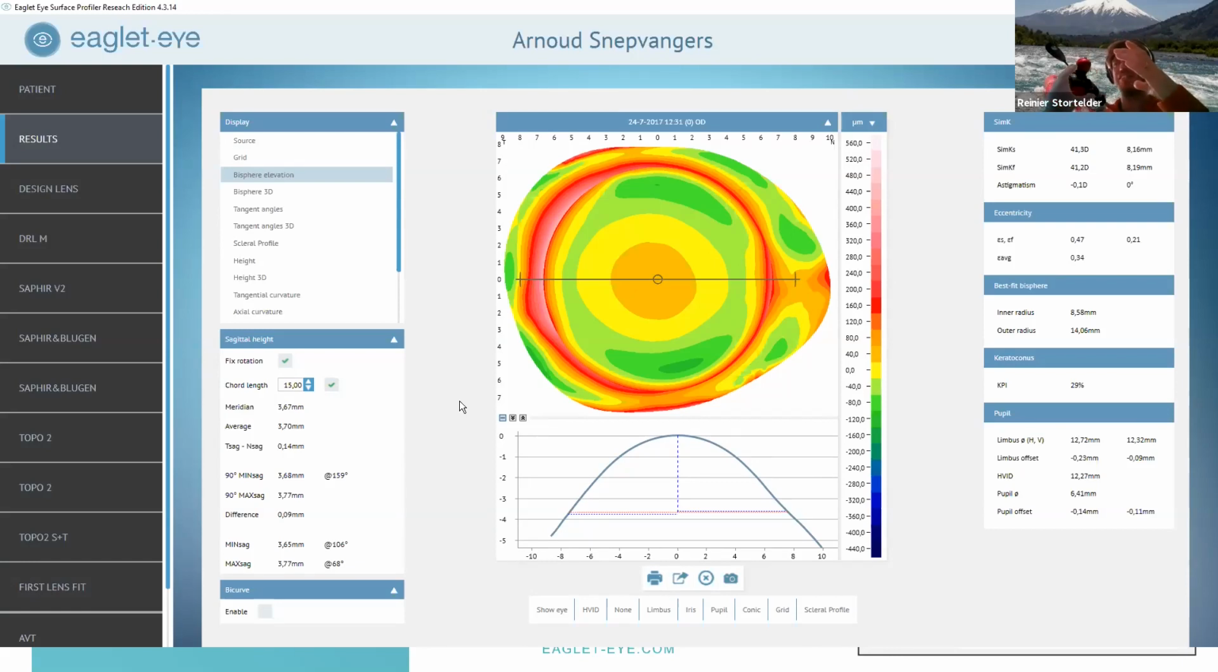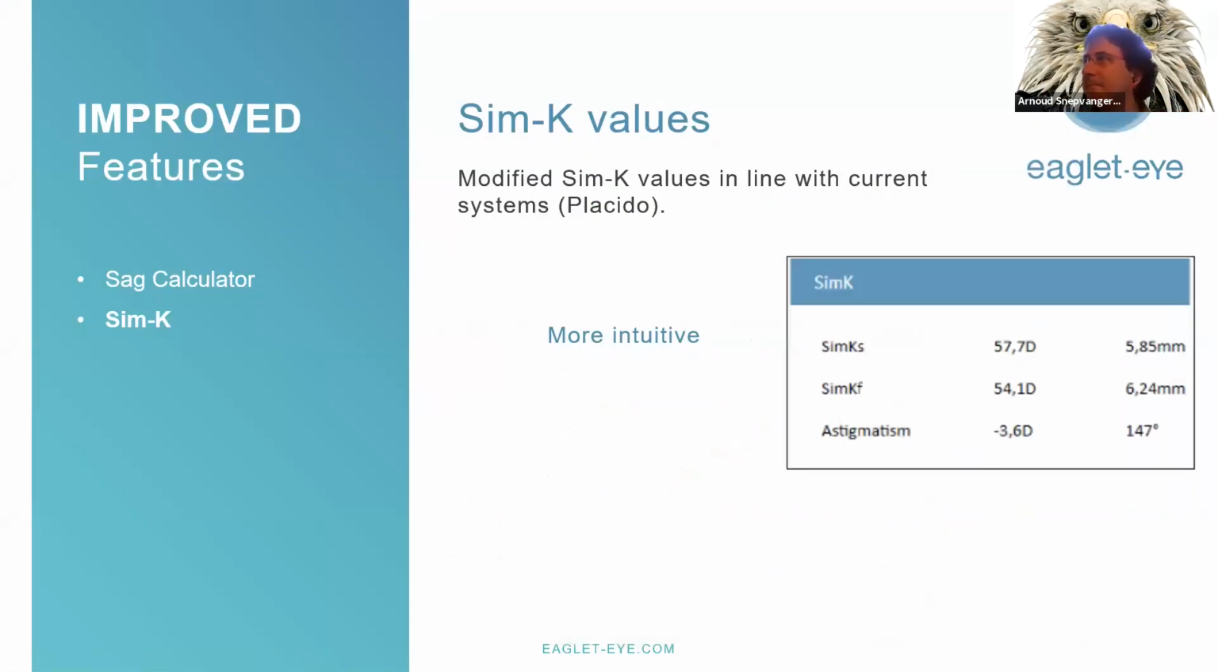So we rotate the whole 3D measurement and we say that the limbus should be as horizontal as possible. I hope that answers your question. We also made tweaks to the SIMK values. It will look all the same as before, but the values will be different. Not much, but we've been changing the algorithm this way that it's much more in line with Placido systems, so making it more interchangeable.